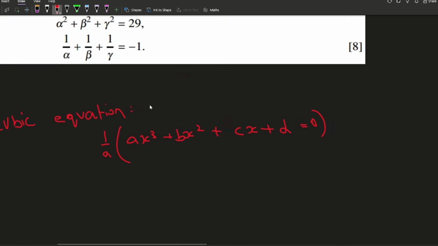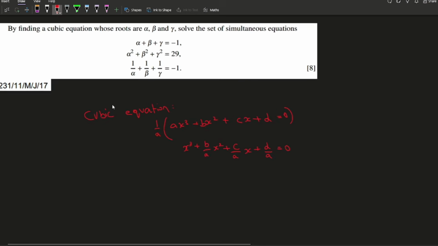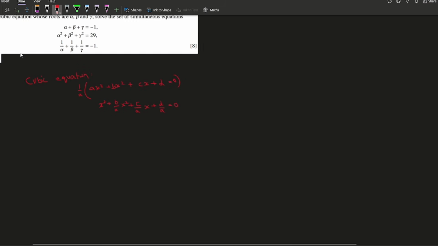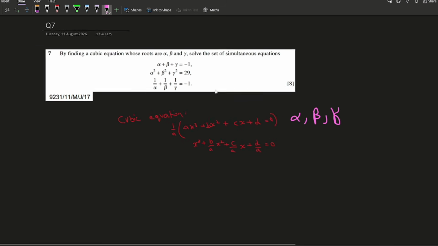So x cubed plus b over a x squared plus c over a x plus d over a equals 0, right? So this is what we will use to solve this question. This equation has roots alpha, beta, and gamma. So we have to solve the set of simultaneous equations to find the cubic equation.